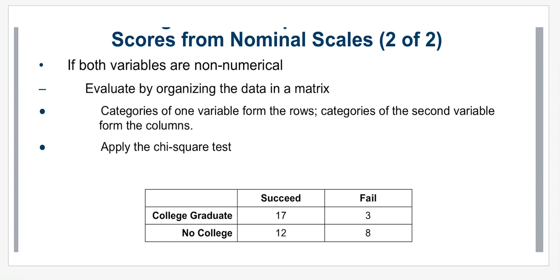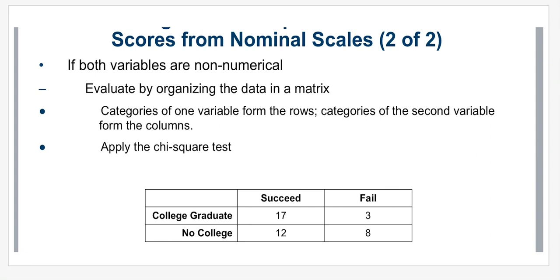Well, you can evaluate it into a matrix, which you've seen before, where we have college grad and no college, and succeed and fail. The difference is these numbers here are not scores. They are the participants, right? So there's 17 college graduates who succeeded in the problem solving task. There's 3 college graduates who failed. There's 12 people that did not graduate college who succeeded in the problem solving task, and there's 8 people who did not graduate college who failed the problem solving task.